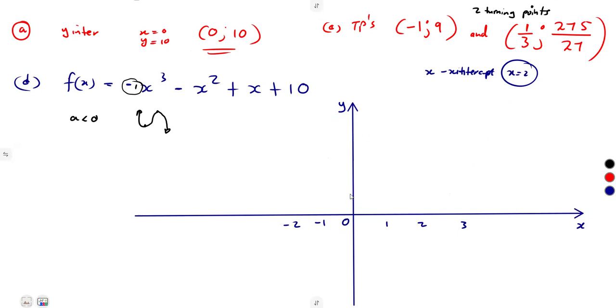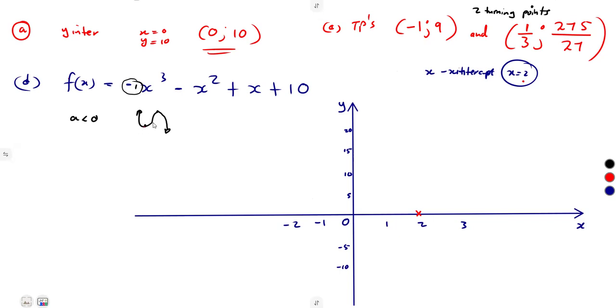So let's say this is 5, this is 10, this is 15, 20, and so on, -5, -10. The 10 is important as it is our y-intercept. According to the information, the x-intercept is only 1, at x equals 2. So you mark that. That's your x-intercept. The graph is going to pass through that.